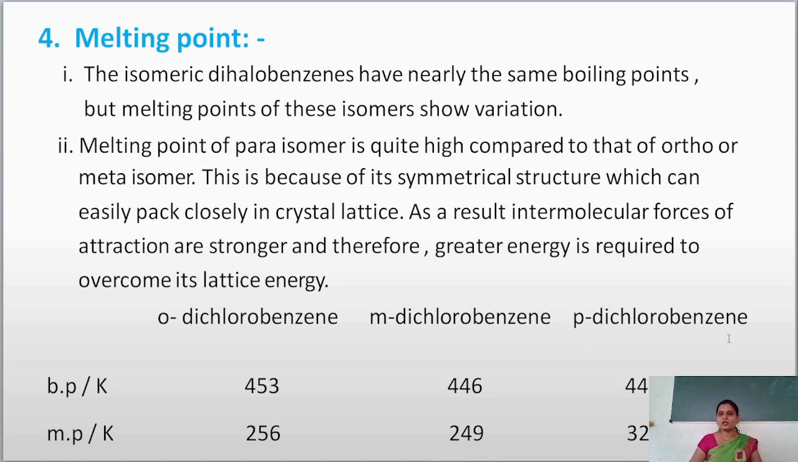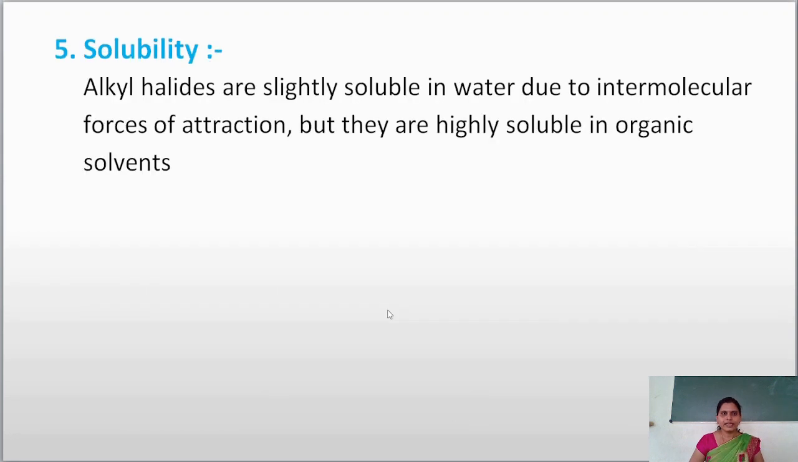Why does para-dichlorobenzene show a higher melting point? Because of its symmetrical structure. It is closely packed, and therefore intermolecular forces of attraction are stronger, and greater energy is required to overcome its lattice energy. So the melting point of para-dichlorobenzene is higher than that of ortho-dichlorobenzene and meta-dichlorobenzene. Next and last in the physical properties is solubility.